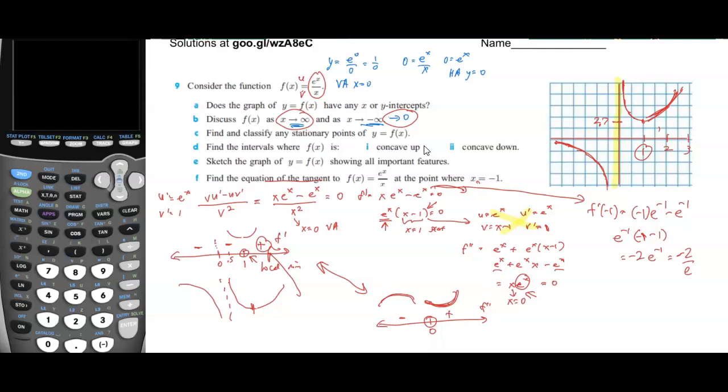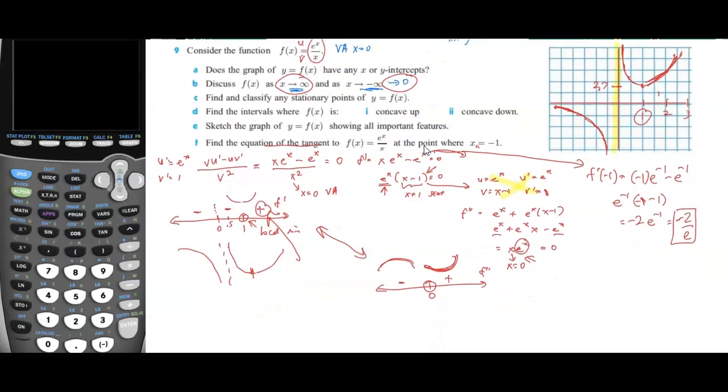Oh, it says equation of the tangent. The equation of the tangent. So this is just the m value, right? And then we need to find out the x1 and the y1. The x1 is -1. The y1 would be, if we put -1 into the function, so it would be this, -1 over e.